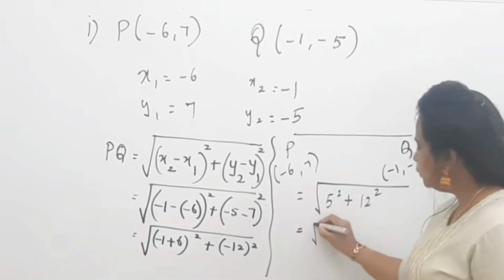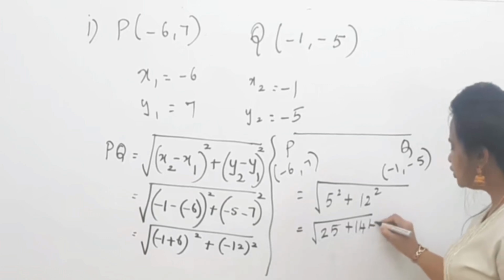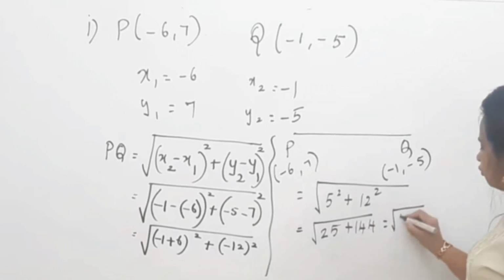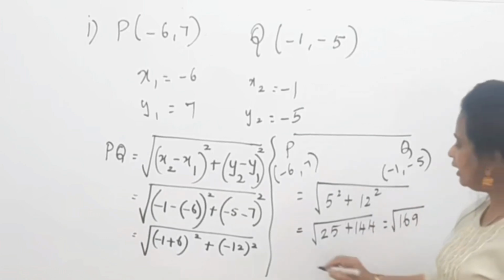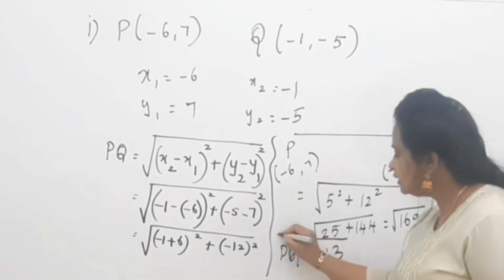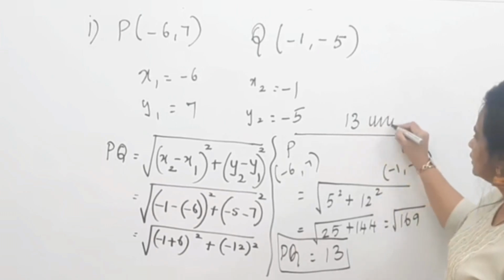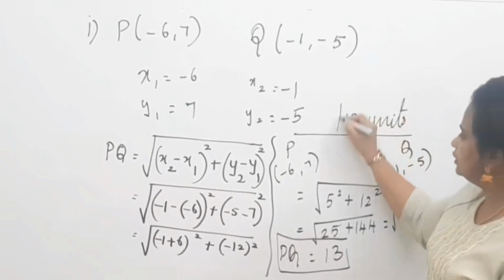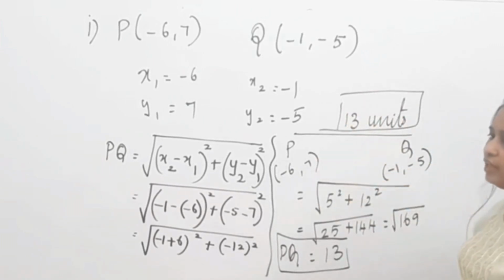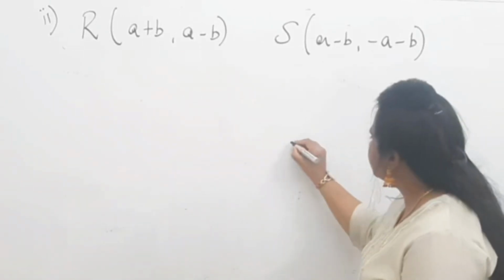That's equal to square root of 25 plus 144, which is nothing but square root of 169, and the square root of 169 is nothing but 13. So the distance between these 2 points is 13. So this is my answer for the question here. Now we move on to draw the figure.